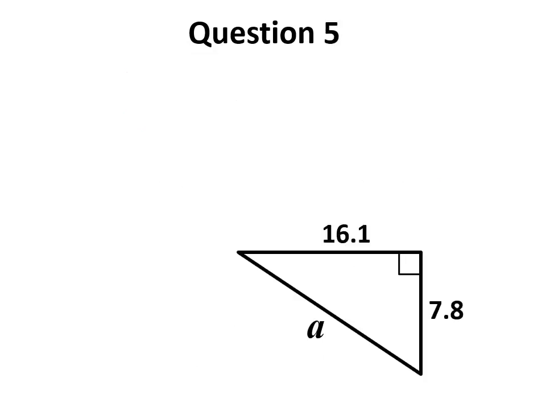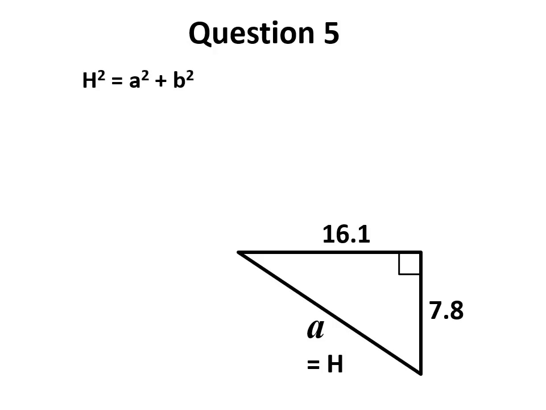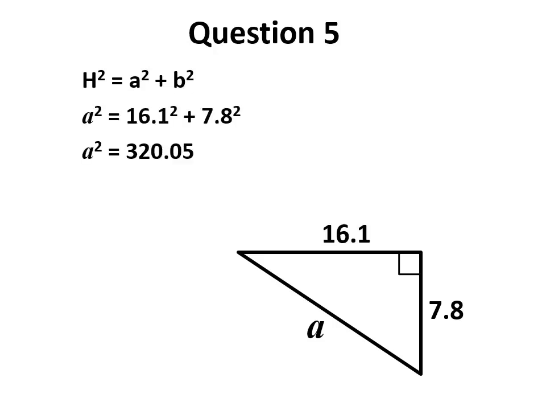Question 5. Label it. Our A is H. No angle involved. It's Pythagoras. This time we actually want the long side, so we have to add the squares of the other two sides. 16.1 squared, 7.8 squared. That number, which we square root, because obviously the answer is not 320, and 17.89, that looks about right.